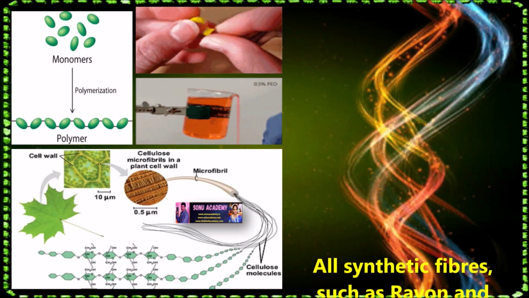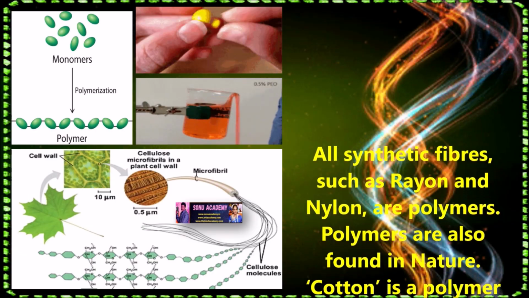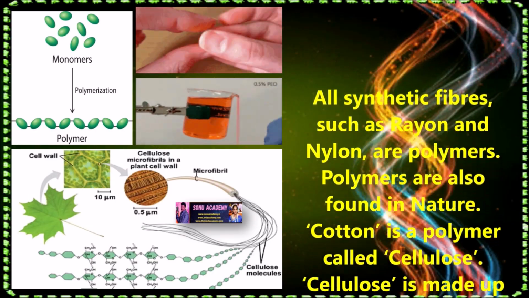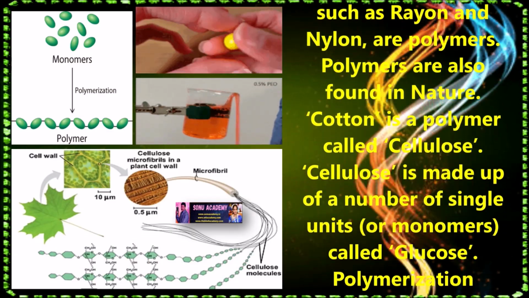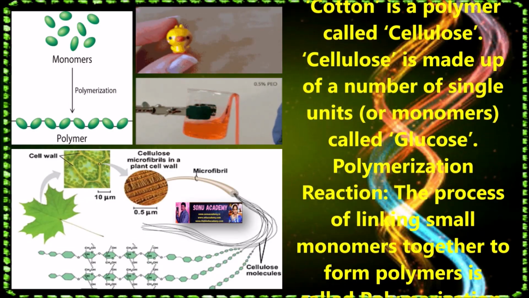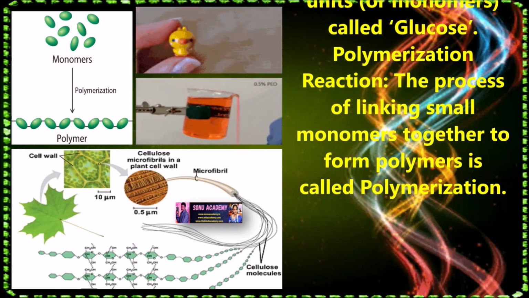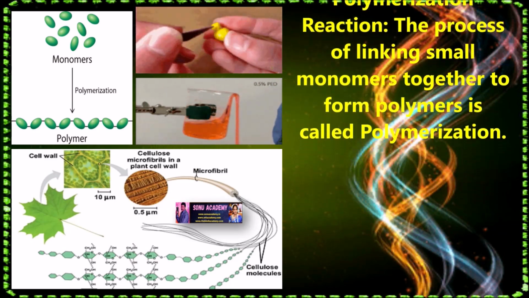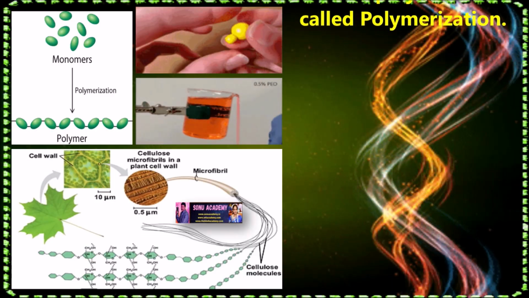Children, let us discuss the examples of polymers. All synthetic fibers such as rayon and nylon are polymers. Polymers are also found in nature. Cotton is a polymer called cellulose, and cellulose is made up of a number of single units called glucose. Polymerization reaction: the process of linking small monomers together to form polymers is called polymerization.